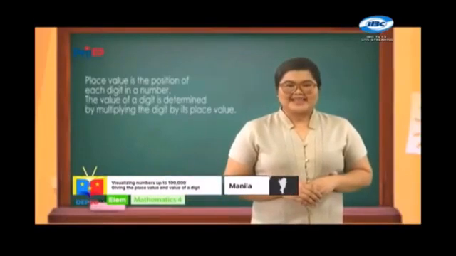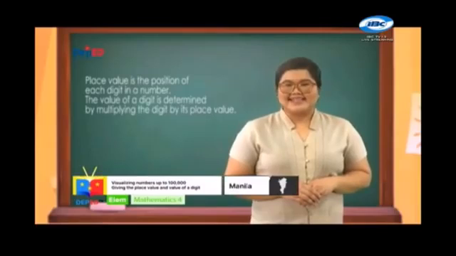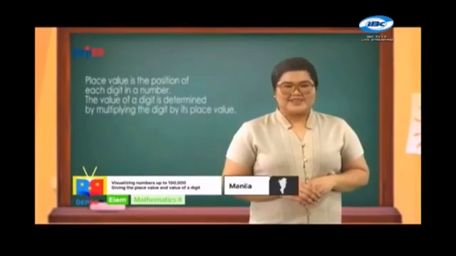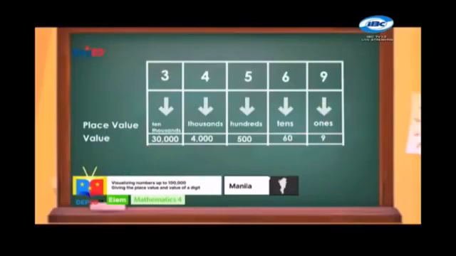Remember, place value is the position of each digit in a number. The value of a digit is determined by multiplying the digit by its place value. The place value of 3 is in the 10,000th place, which has a value of 30,000. The place value of 4 is in the thousandth place, which has a value of 4,000.